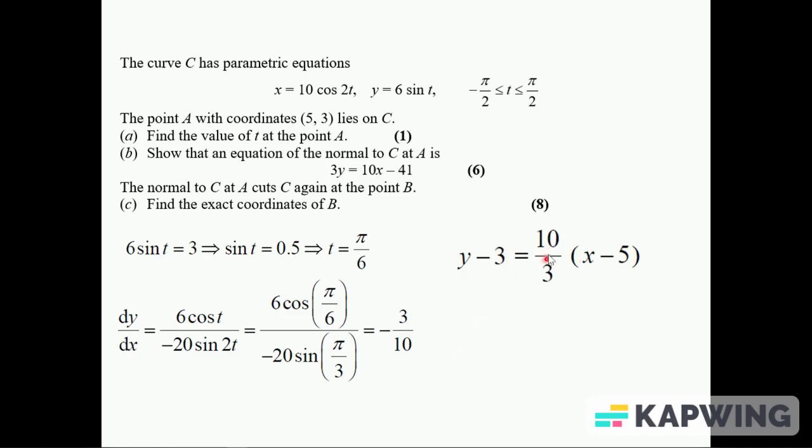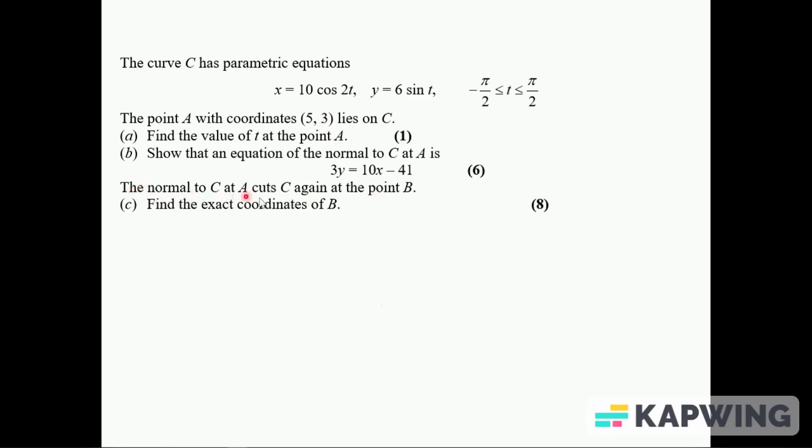So y minus the y value is 10 over 3, x minus the x value, using the 5 and the 3, multiply by 3 and take off that 9, add that 9 you get here. You get 3y equals 10x minus 41.